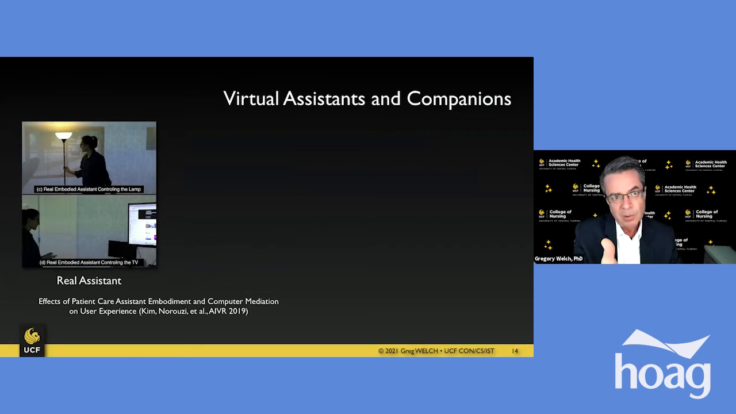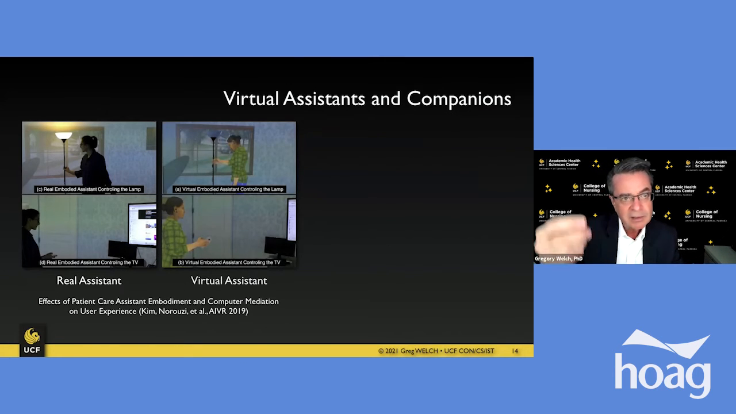But what we've been exploring is the impact of having the appearance of a human doing things for you. So on the left here, you see a real human. She's turning on the light, for example, and controlling something on the television screen.